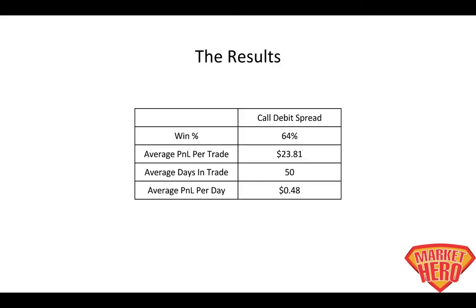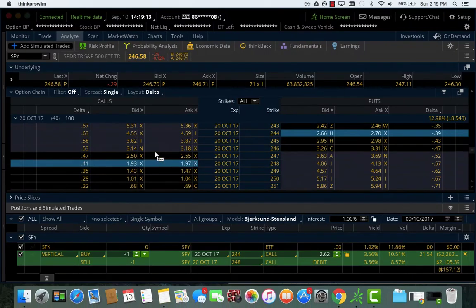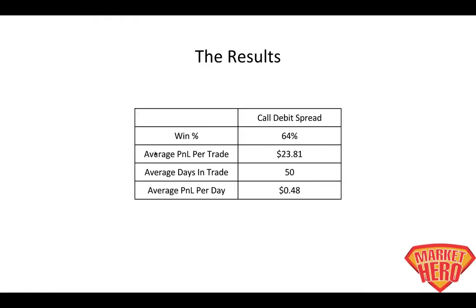So we're right 64% of the time for about $23.81 P&L per trade. We're in the trade for about 50 days, and we make about 48 cents per day. Now, that's pretty good. Making 23 bucks, that's pretty good considering we're only paying $2.62, right? That's about a 10% return on capital average. Again, you're not going to hit a home run with this strategy by any stretch of the imagination because your upside is capped. You have a max profit, right? However, the return on capital on spreads is really high.